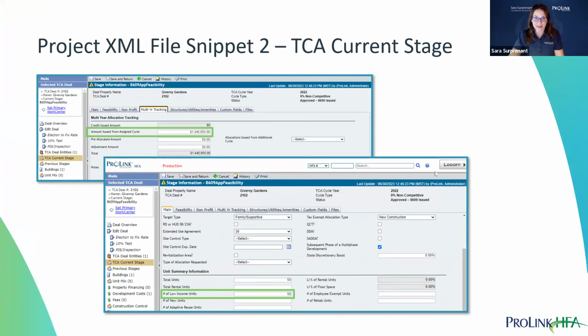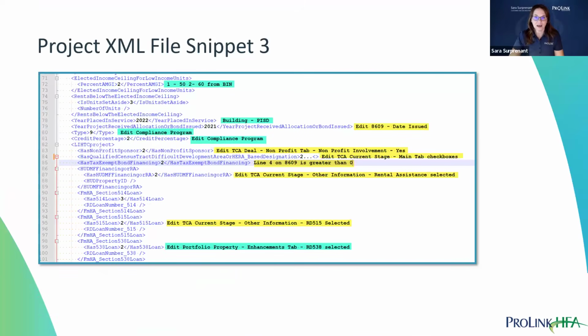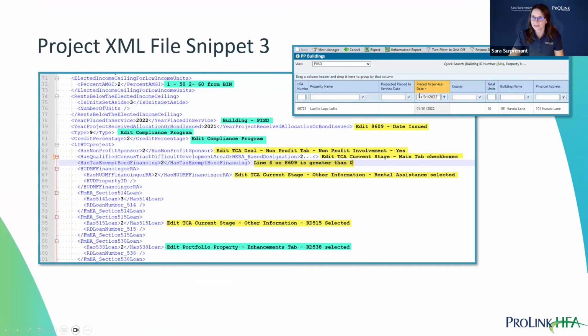TCA current stage data, amount issued from assigned cycle, low-income units. Again, all this information will get filtered down into your HUD files, your project XML. What else do we have here? Place in service dates. That comes from PP buildings.